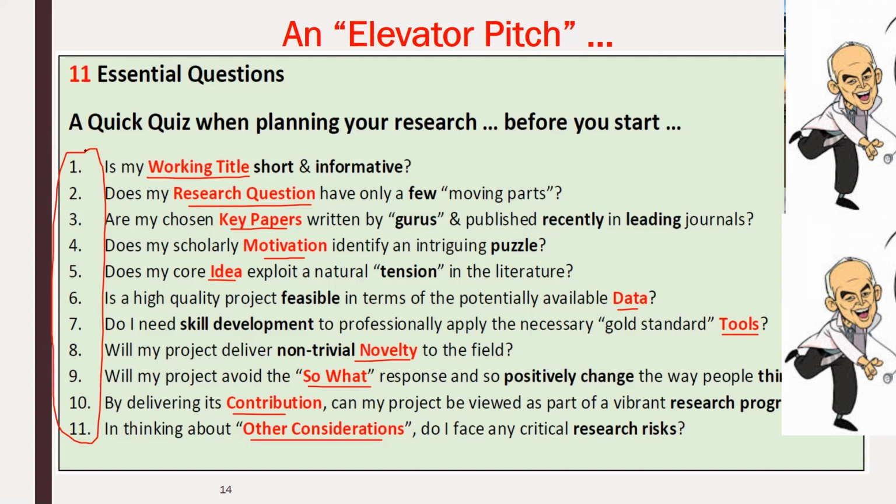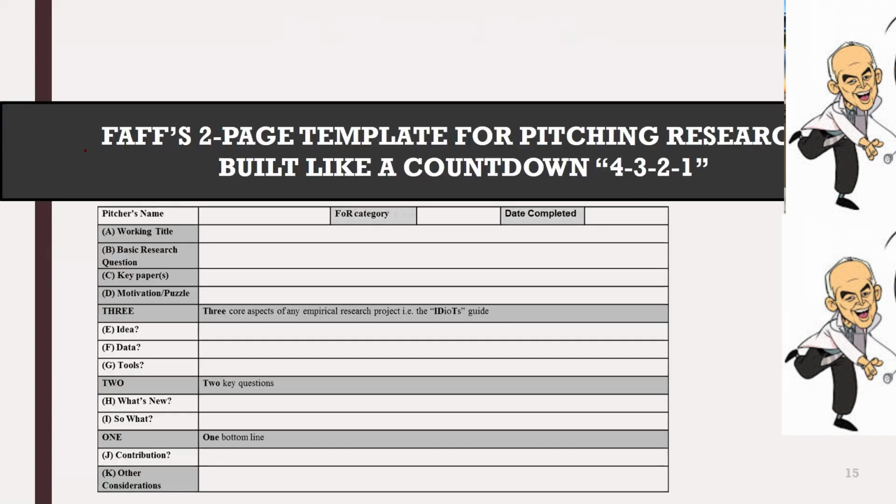The pitching research template is designed around these 11 questions. Most of you have seen it in our previous talk. It's a 2-page template, and it goes 4, 3, 2, 1. You can see the 4 points here, A to D, then 3 points here, then 2 here, and this is 1. So you may be thinking, what about this one, other consideration? Professor Robert has said it's +1. So it's 4, 3, 2, 1, +1. Arithmetically, 4 plus 3 is 7, plus 2 is 9, plus 1 is 10. So these are the 10 main parts of the pitch template.